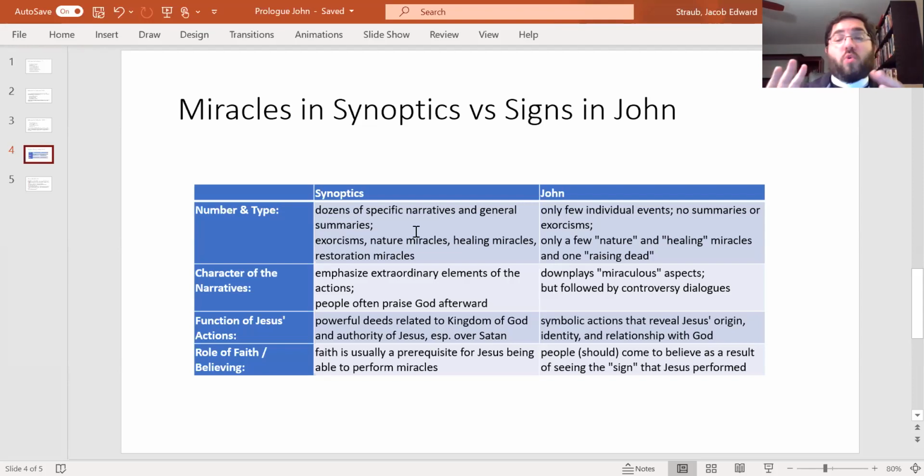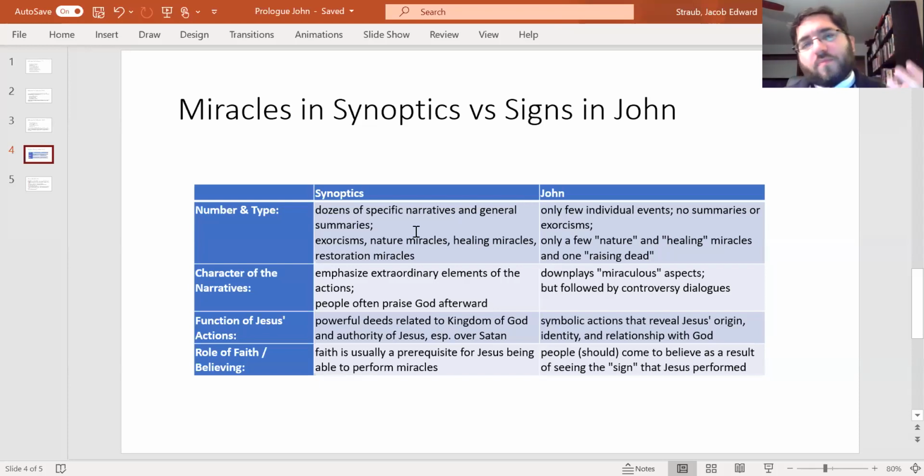Finally, the role that they have. What do these miracles and these signs do? In the Synoptics, more often than not, one already believes in Jesus, and then Jesus does it. Many of them ask. We saw the centurion who asked Jesus to heal one of his servants, his slaves.